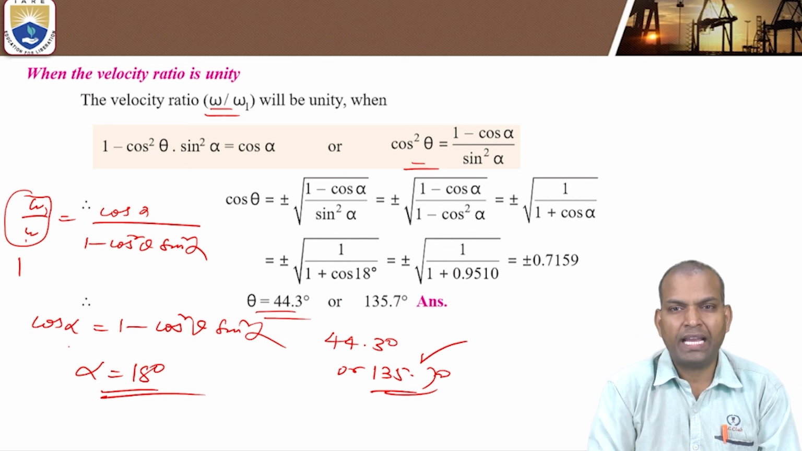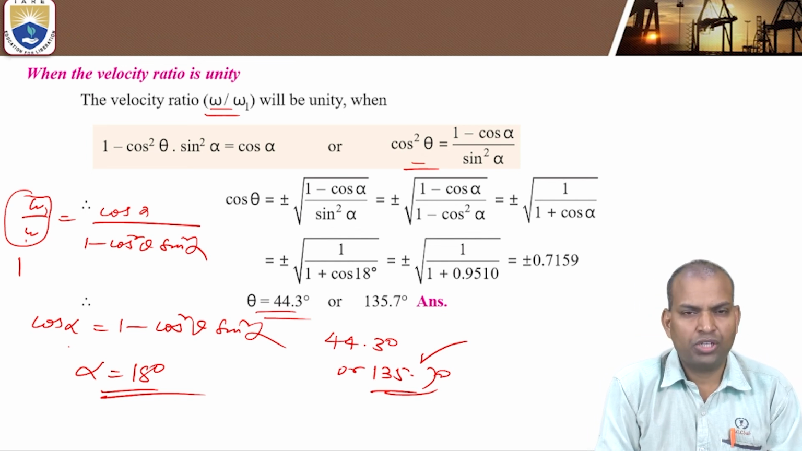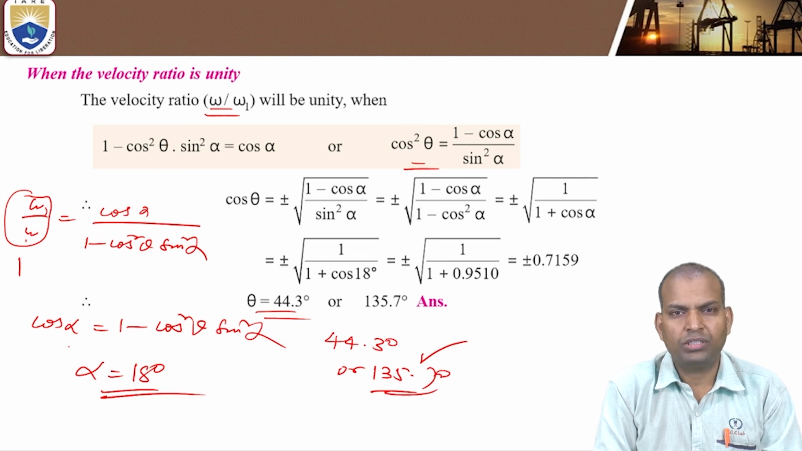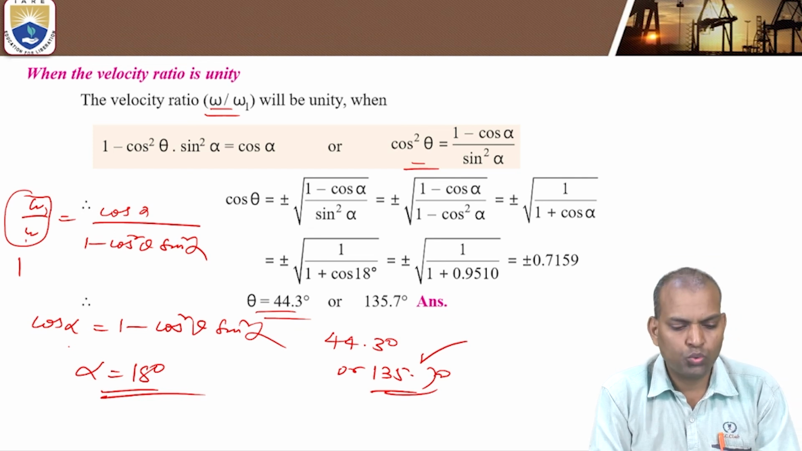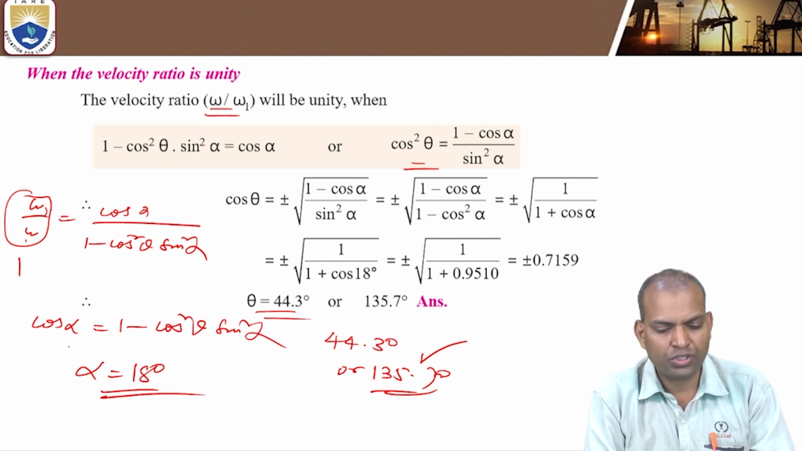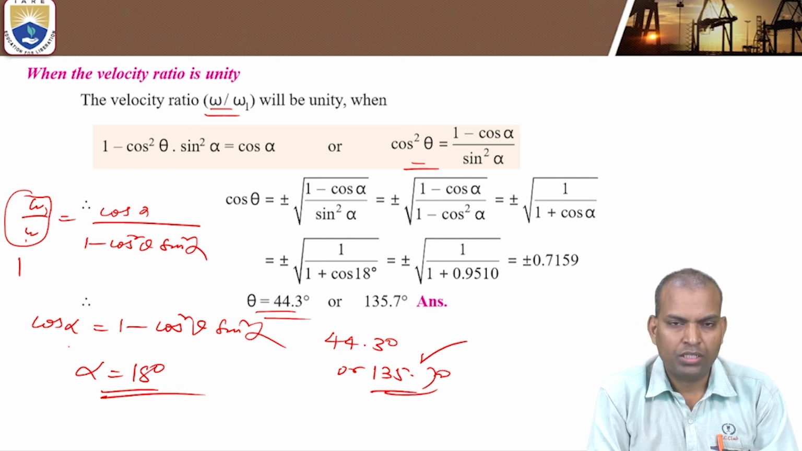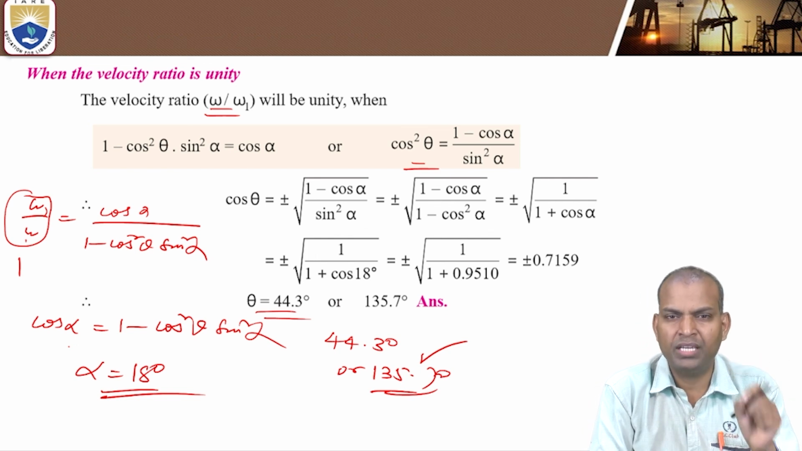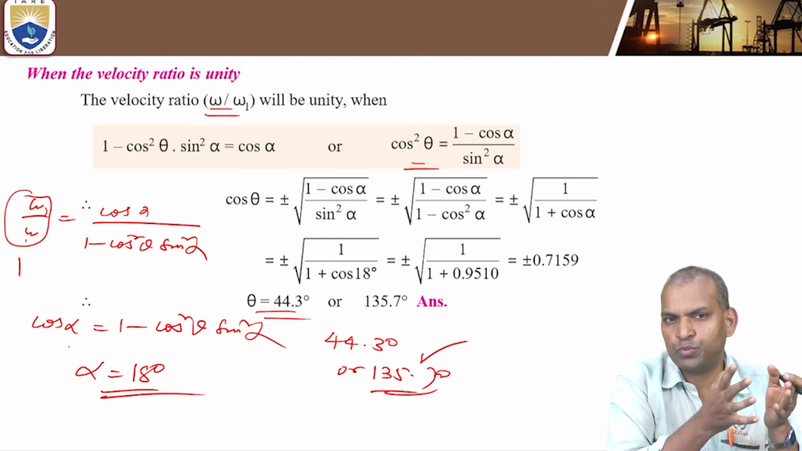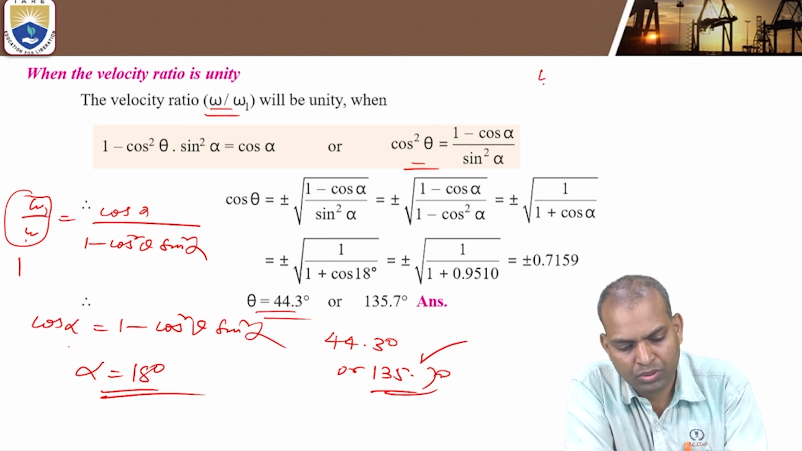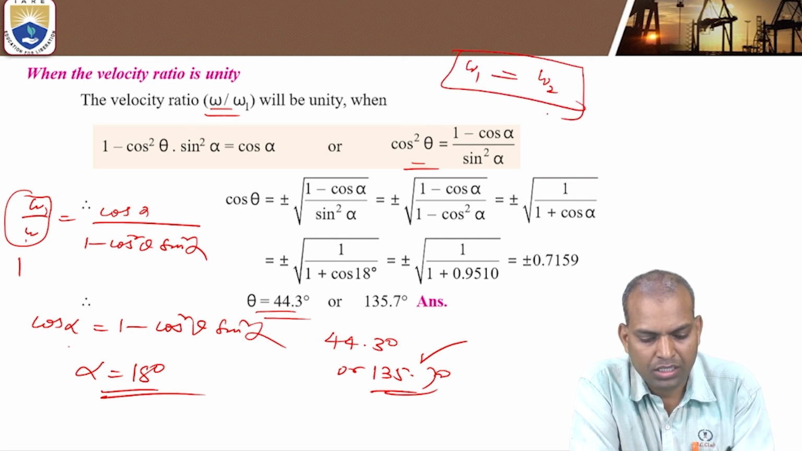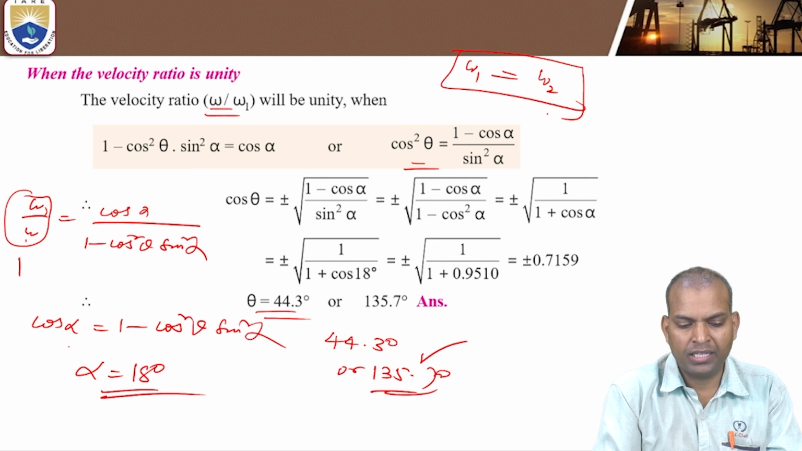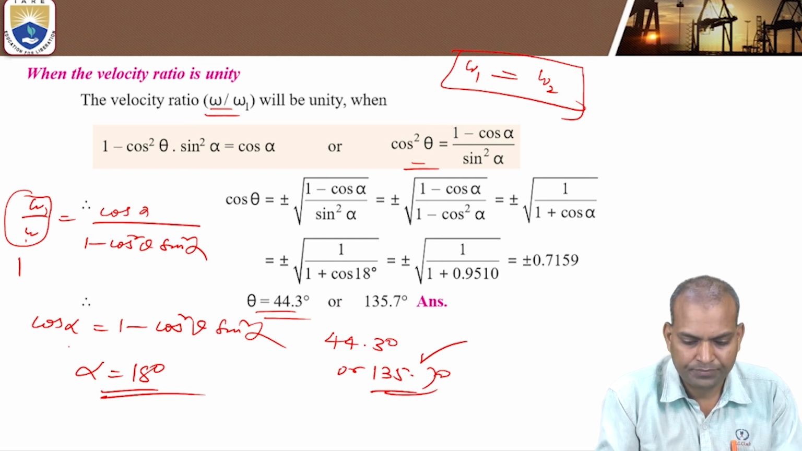At these two angles, what is the velocity ratio? It is the ratio of the angular velocity of the driven shaft to the angular velocity of the driving shaft. That ratio becomes unity. What does unity mean? 100%, there is no loss. The driving shaft speed is equal to the driven shaft speed. That is the meaning when it becomes unity.